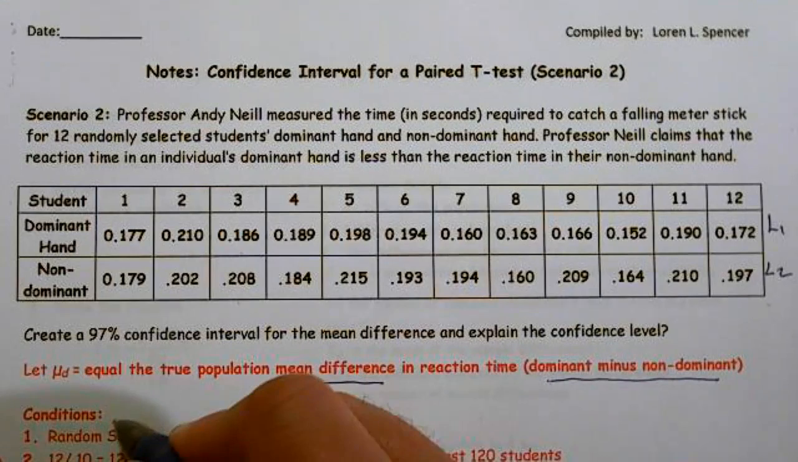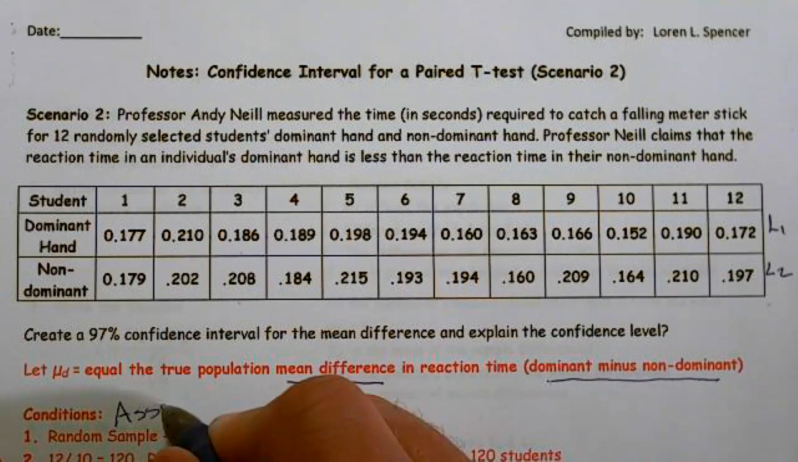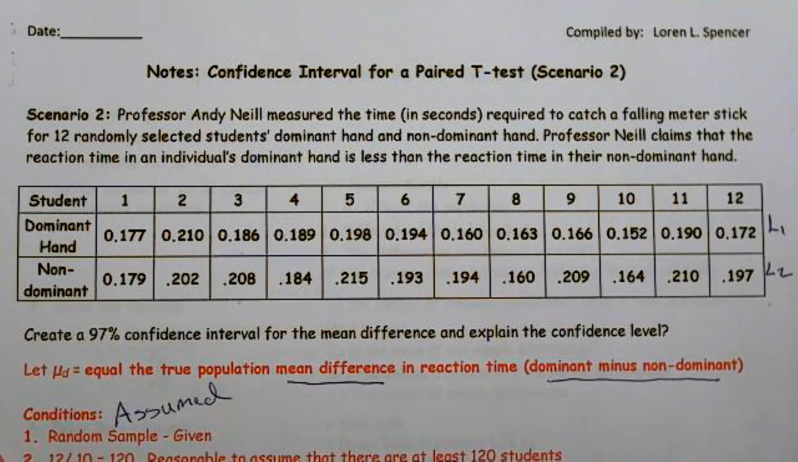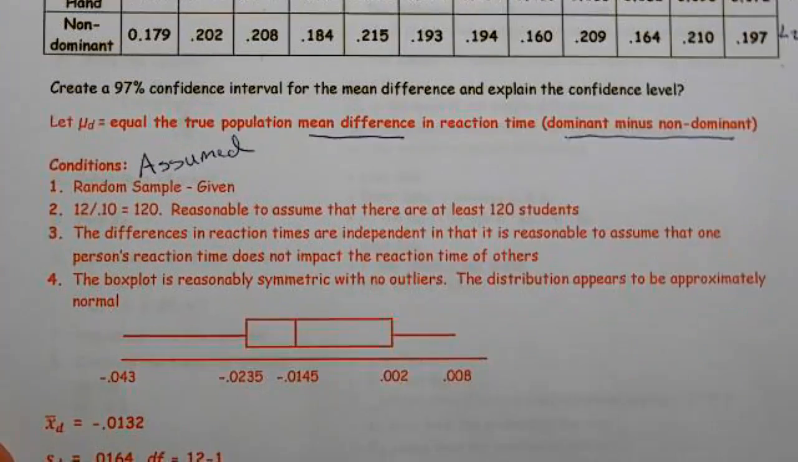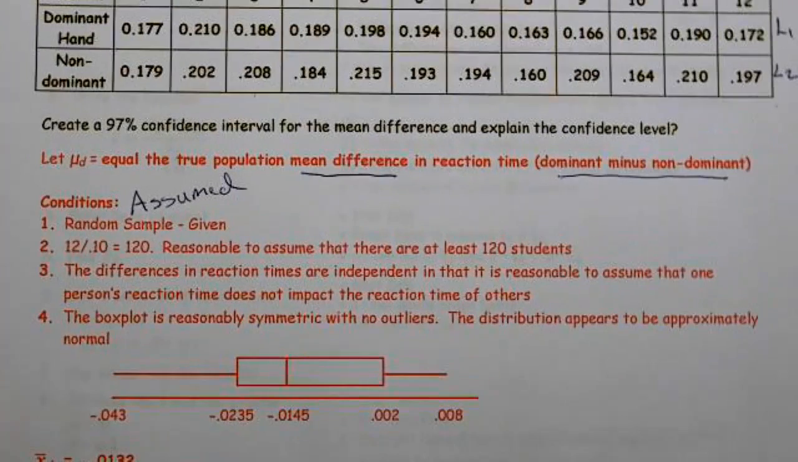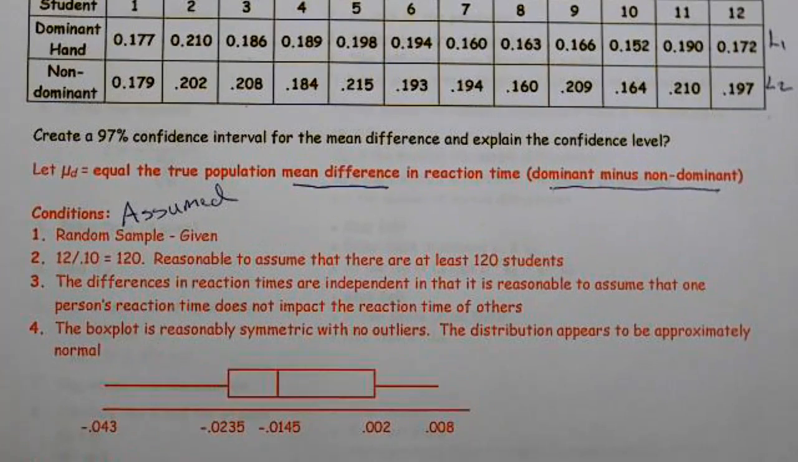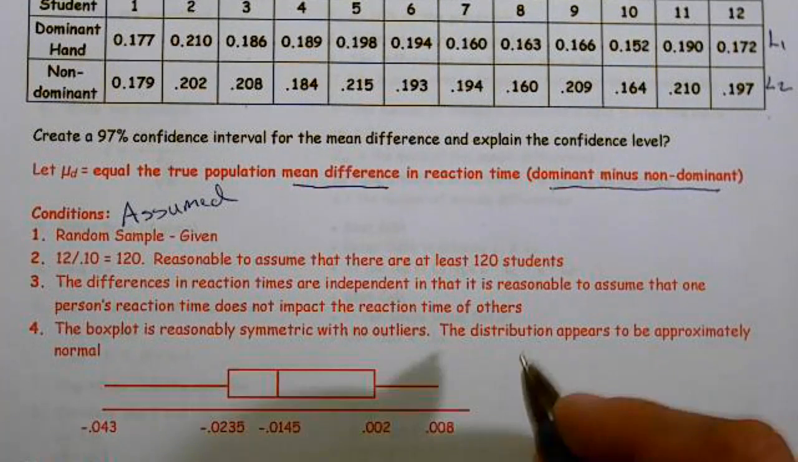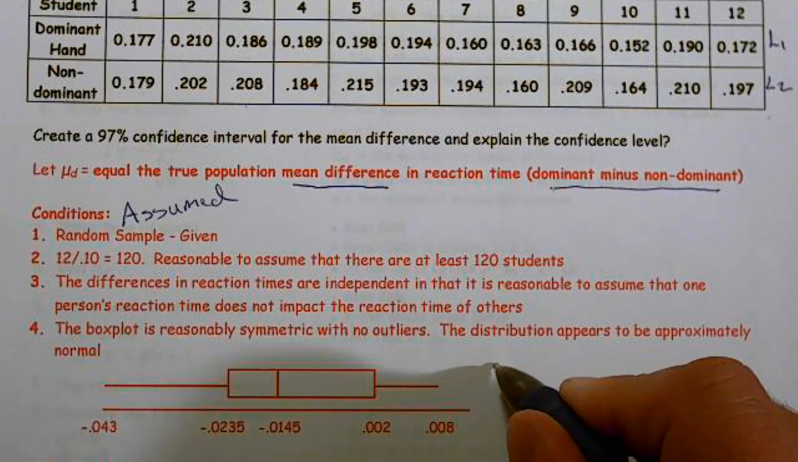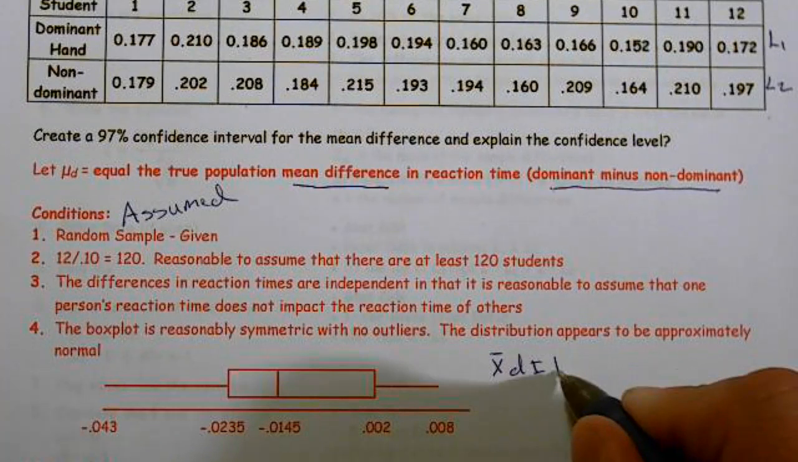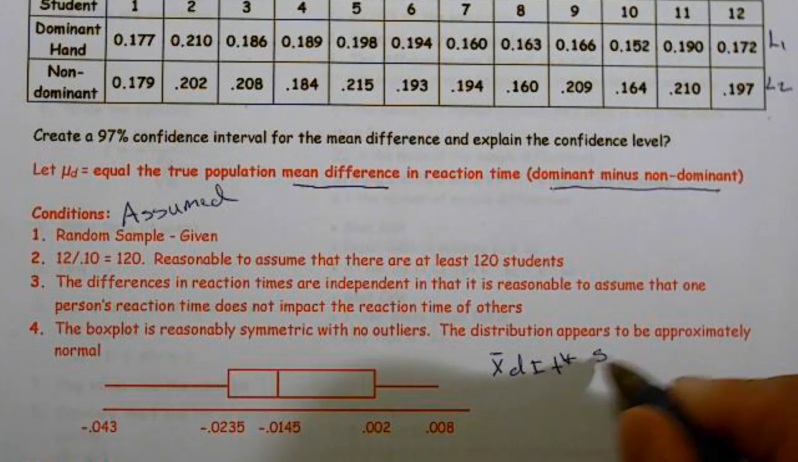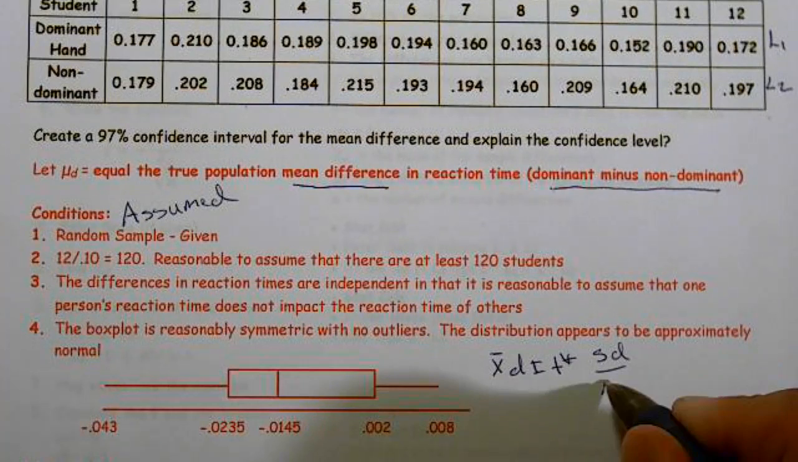Our conditions for this course, we can just say that they were assumed. You may want to refer back to this when you get to college because they may require it, they may not. If they do, here it is, those conditions. All right, so once I've written that down, I need to go ahead and write my equation. And my equation is x bar d plus or minus t star SD divided by the square root of n.